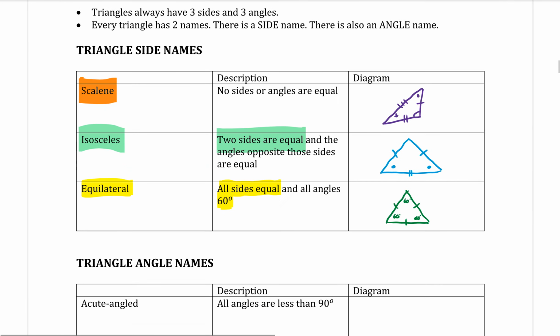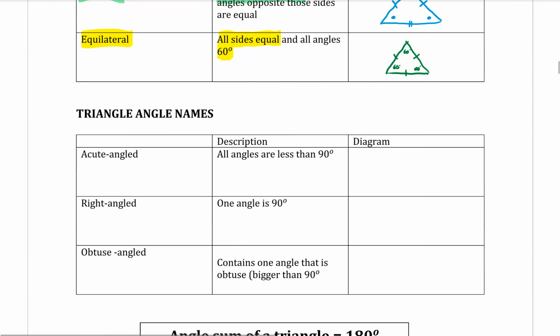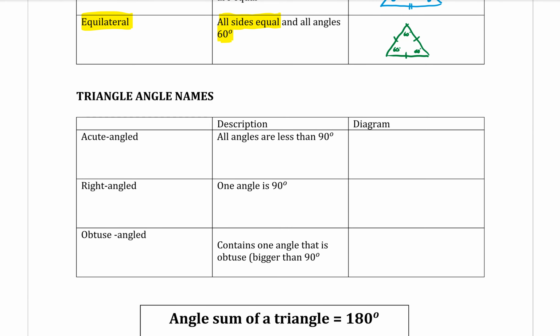Okay, so that is naming the triangles by the sides that they have. We can also name the triangles by the angles that they have. So naming by angles, the first name is an acute angled triangle. To be an acute angled triangle, it means that all of the angles in the triangle are less than 90 degrees. So for example, something like your equilateral triangle, let's go with something like that. All those angles are less than 90 degrees, so that would be an acute angled triangle.